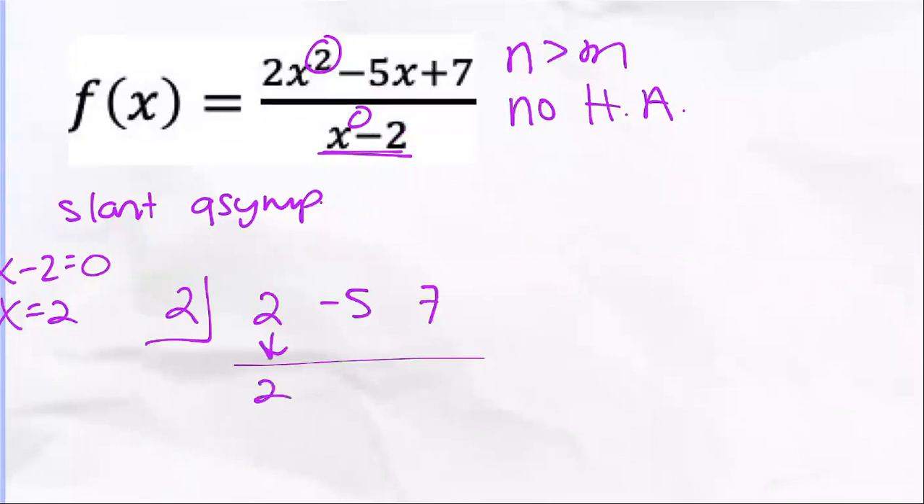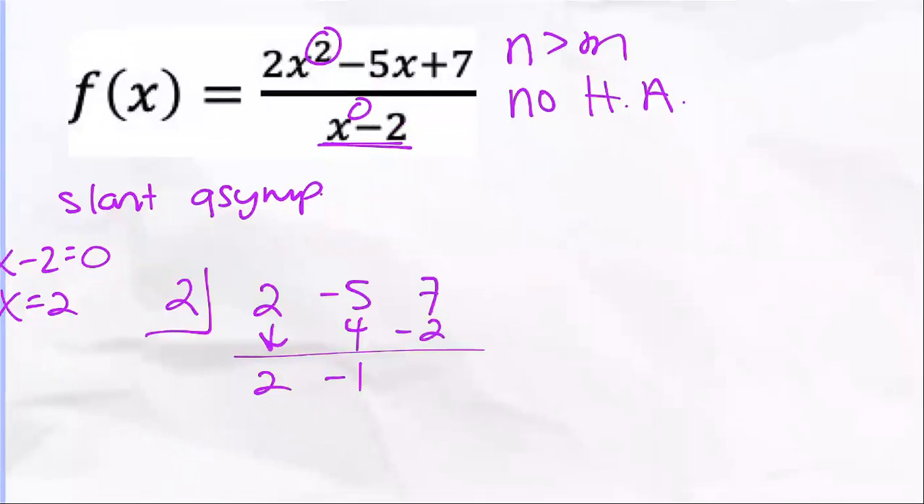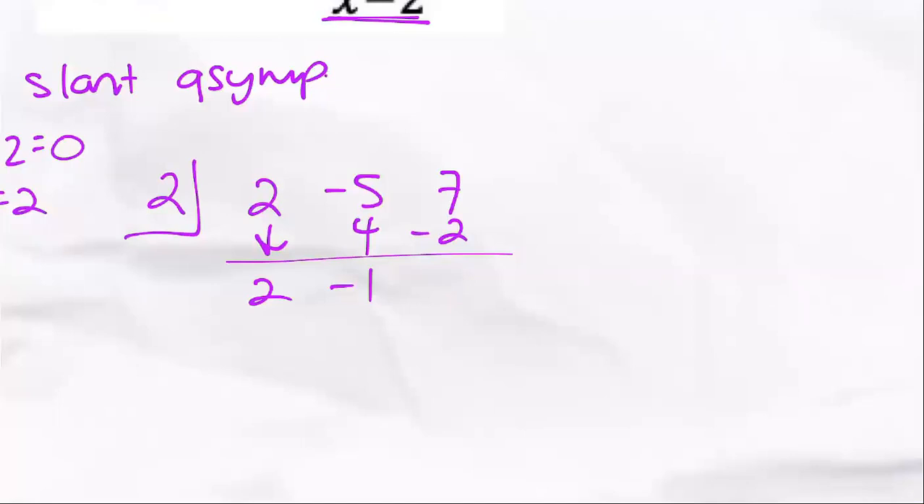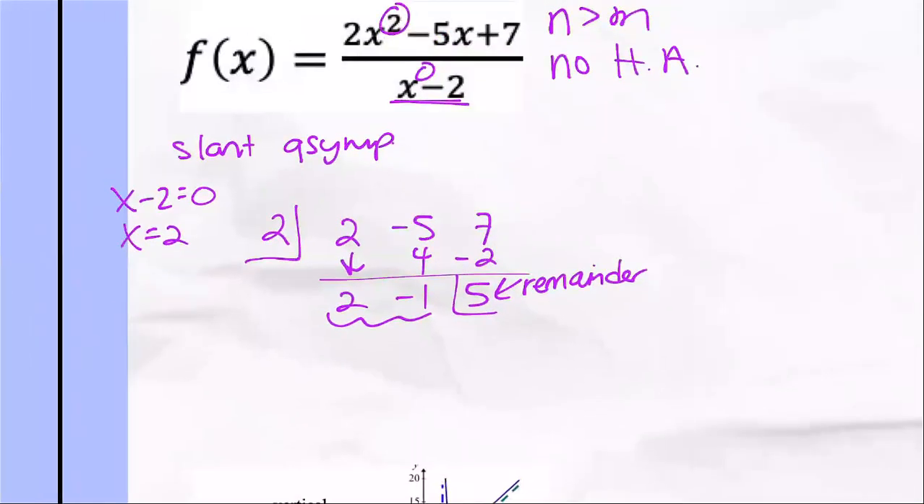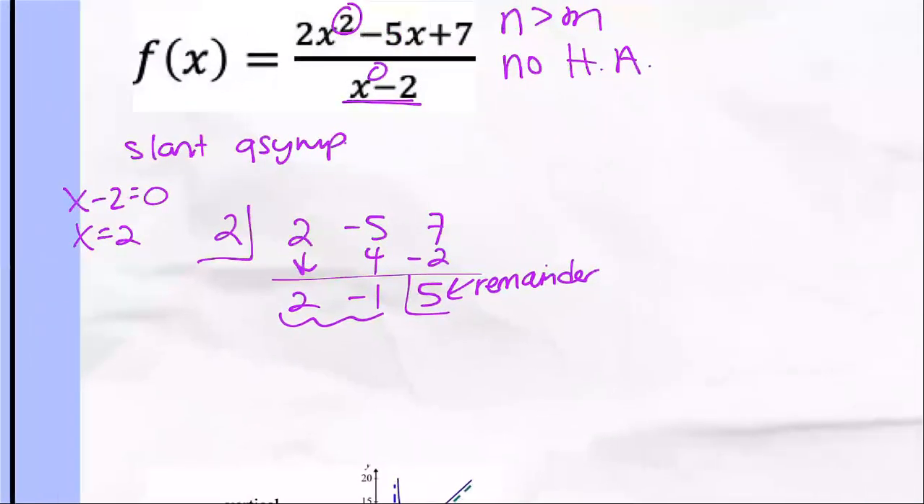We drop the 2 down. 2 times 2 is 4. -5 plus 4 is going to be -1. 2 times -1 is -2. 7 minus 2 is going to be 5. This is our remainder. So this is our slant asymptote. We ignore the remainder. Again, I'm going to say that. We ignore the remainder. So my slant asymptote would be y equals 2x minus 1.